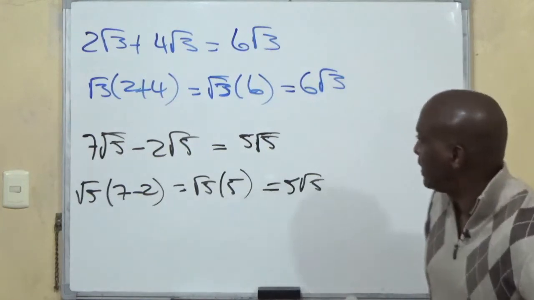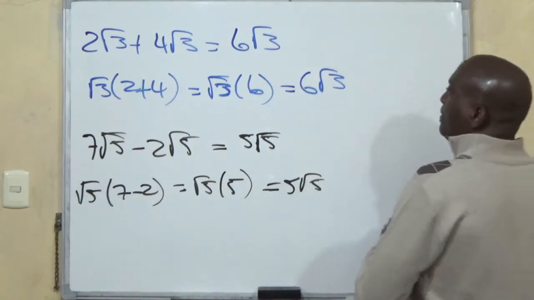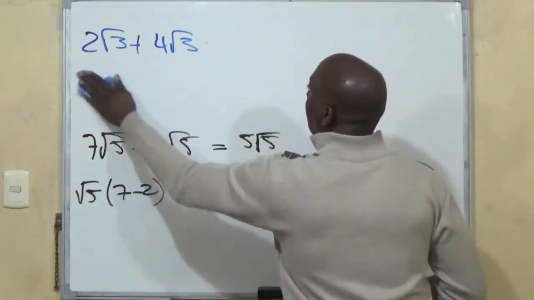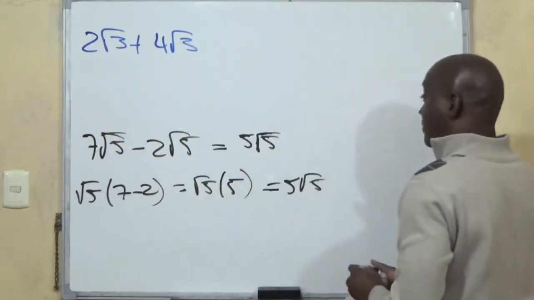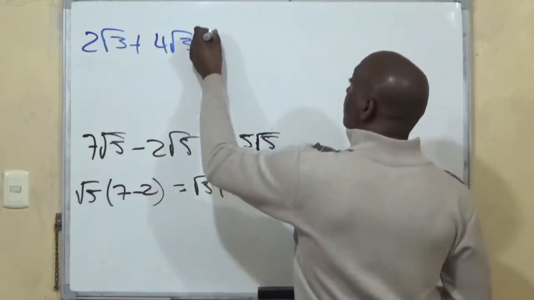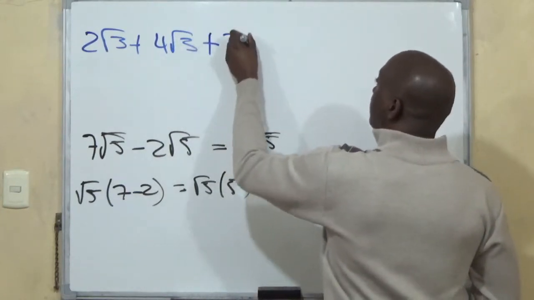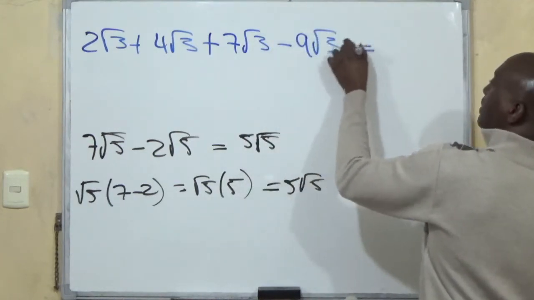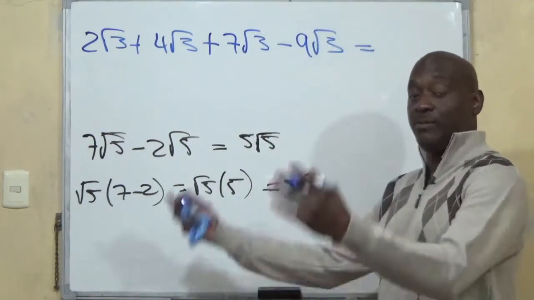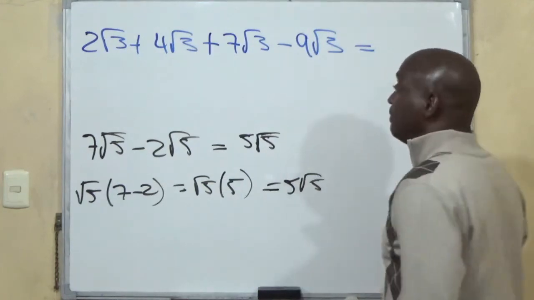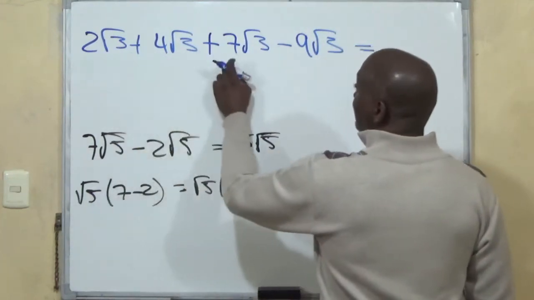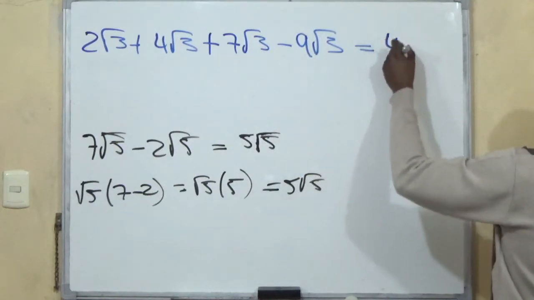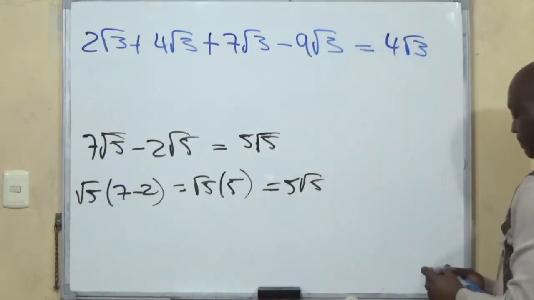So, quick example. If we have 2 root 3 plus 4 root 3 plus 7 root 3 minus 9 root 3, that is equal to what? We just add them together. 2 and 4 is 6, and 7 is 13, minus 9 is 4. That is 4 root 3.